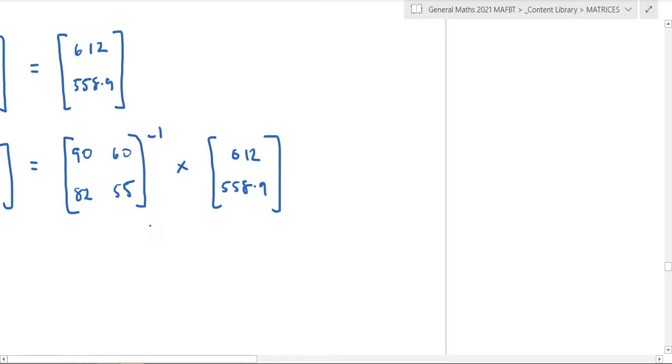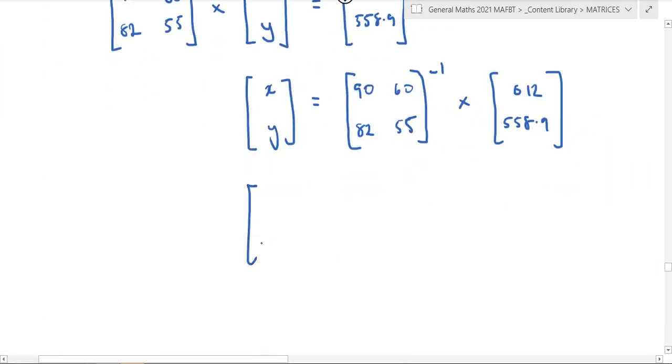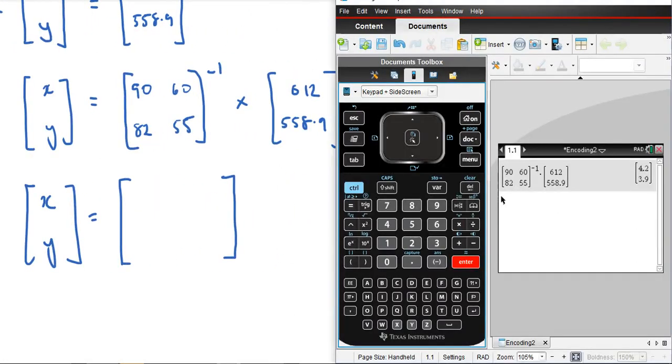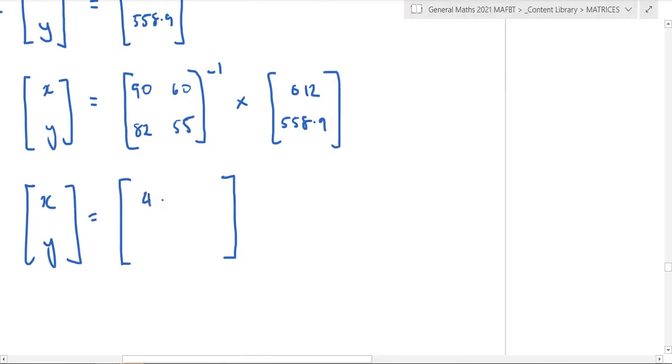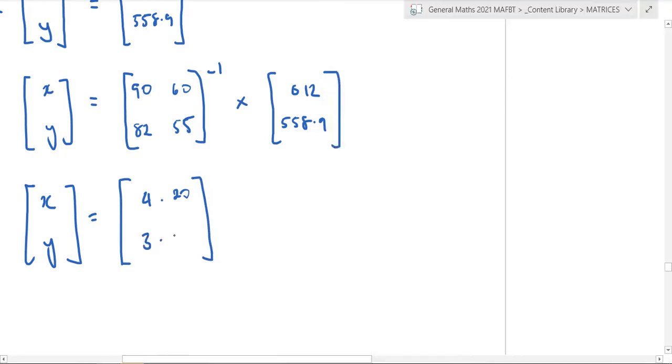So put my answers here. X and y is equal to, now this isn't the final answer, but just make sure that you write it like this first. So you've got 4.2, $4.20, because we're working with money, yeah, so make sure you write 20 cents and $3.90.